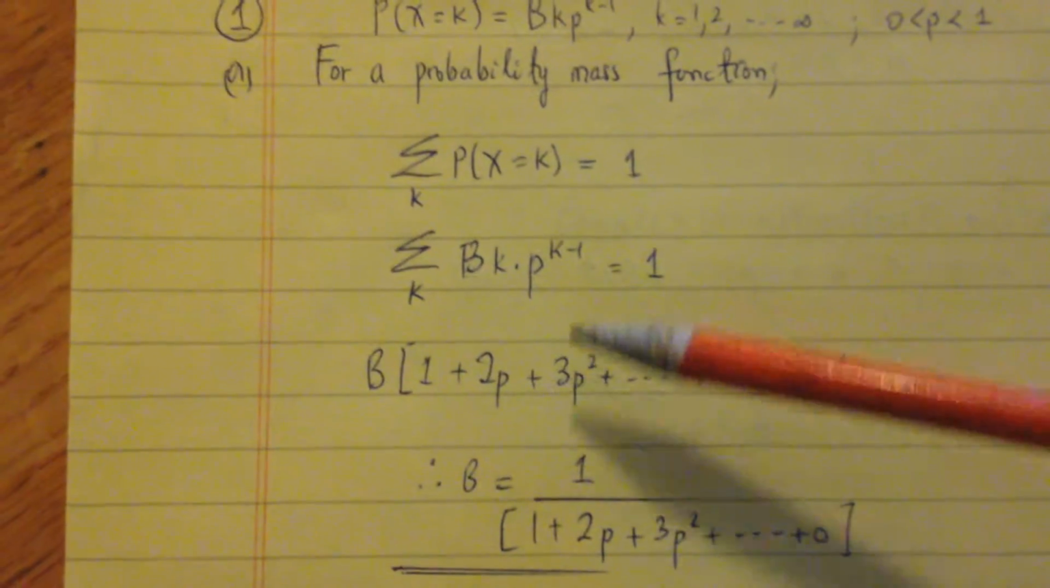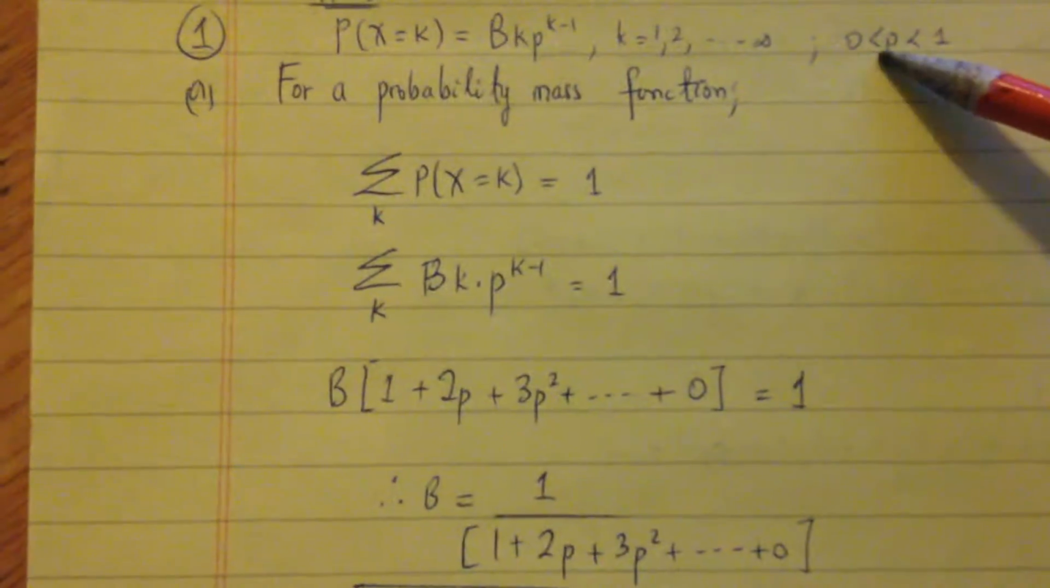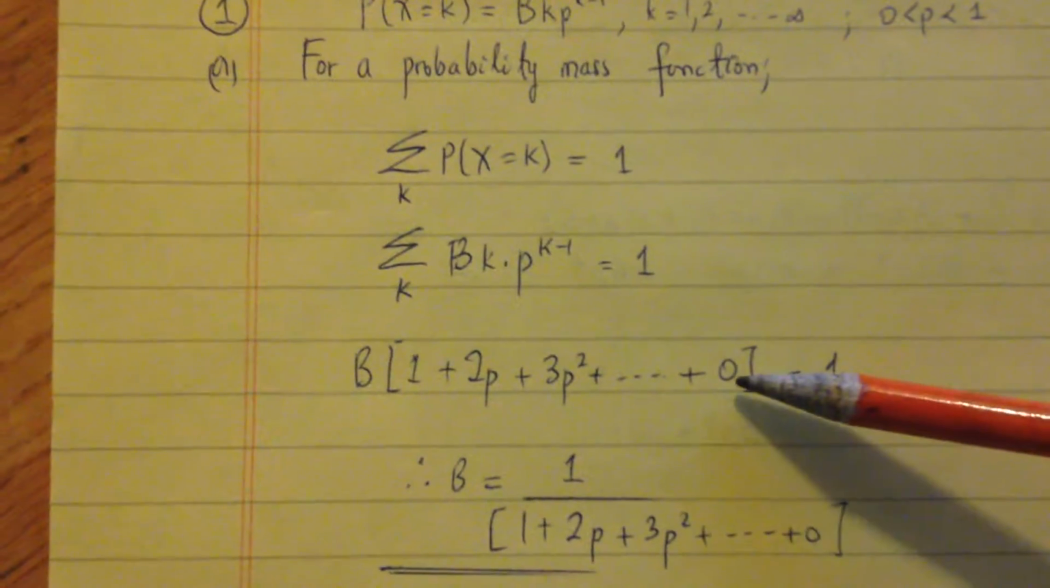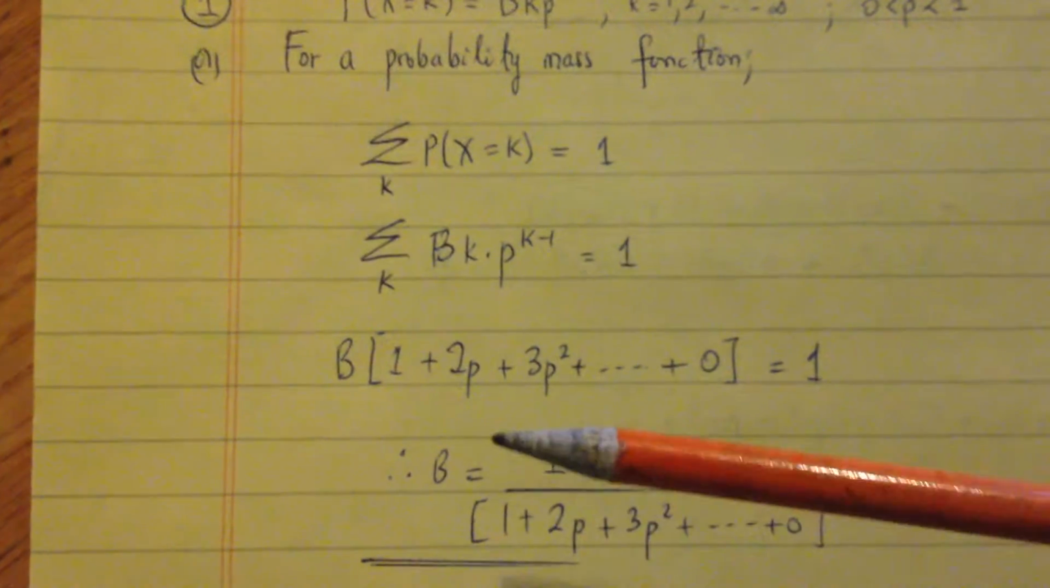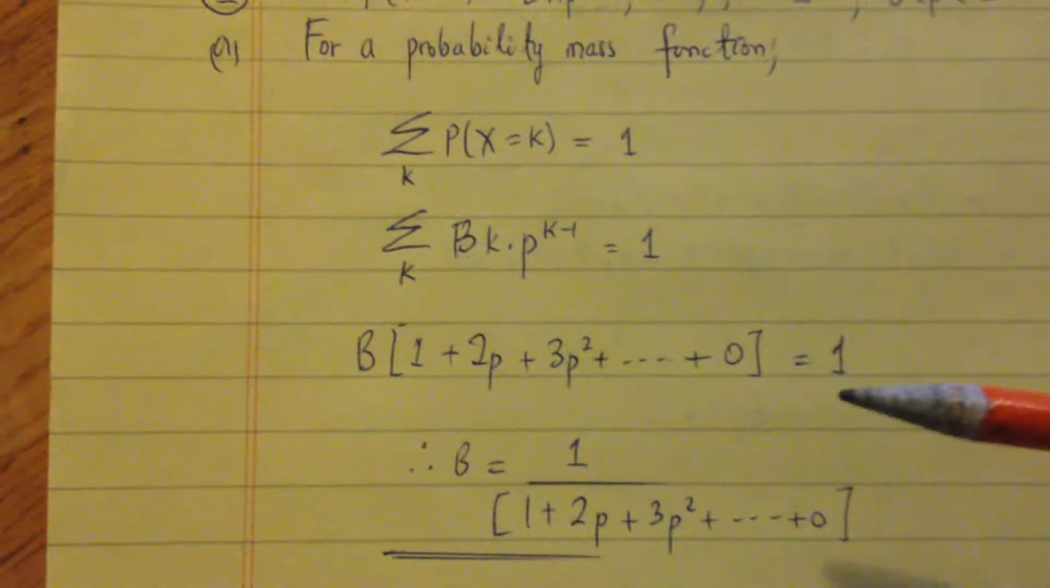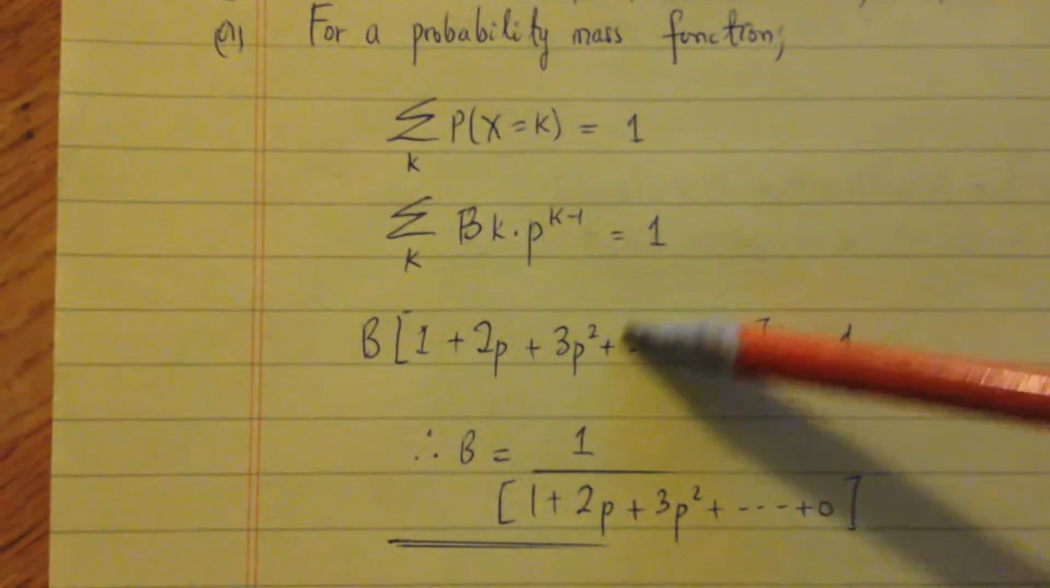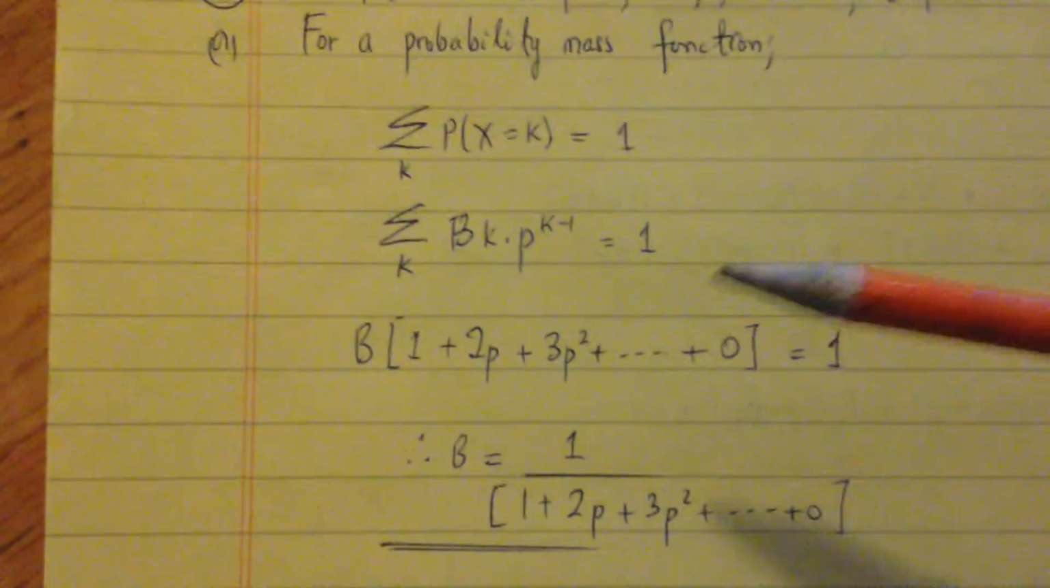Now we realize that since p is between 0 and 1, at some point this value will reduce to 0. So b is therefore the inverse of this in the brackets.